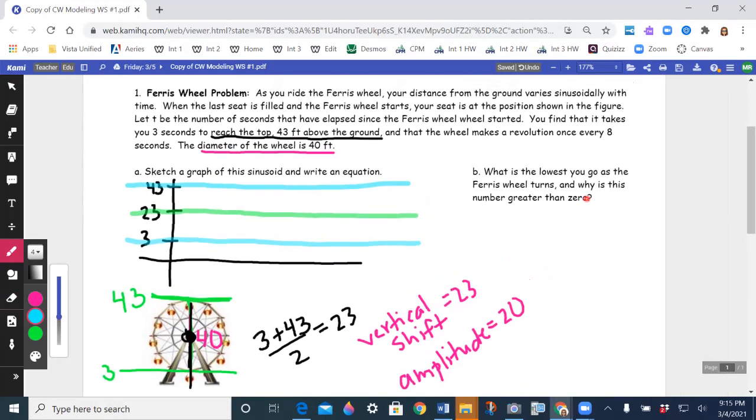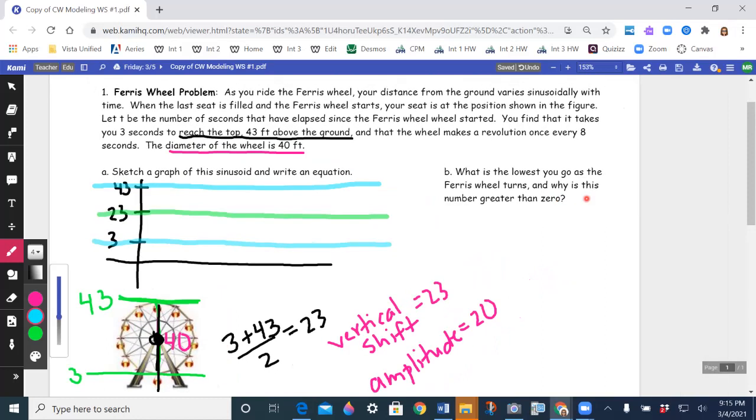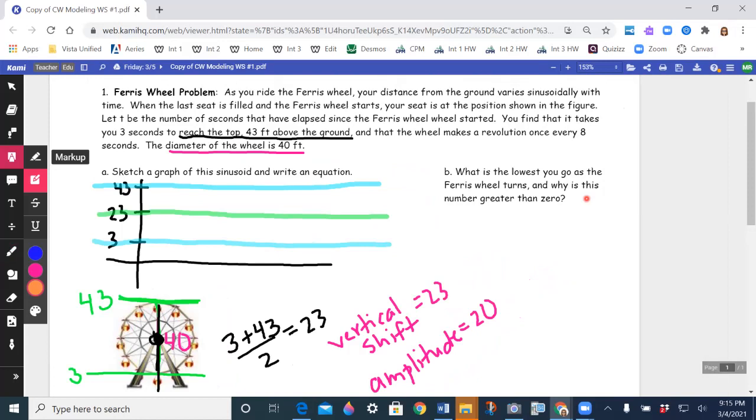What we need to know now is how to scale the x-axis. On these problems it's going to be slightly different. Your x-axis is not necessarily going to be pi and 2 pi and things like that. These are normal numbers, because we're dealing with time. In this problem, they gave us this bit of information: it takes you 3 seconds to reach the top of 43. So 3 seconds is when we were at 43, and that's going to be my start.